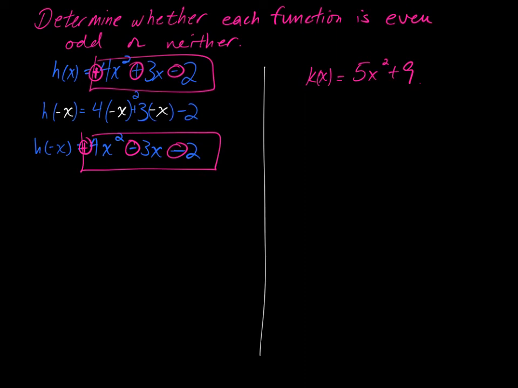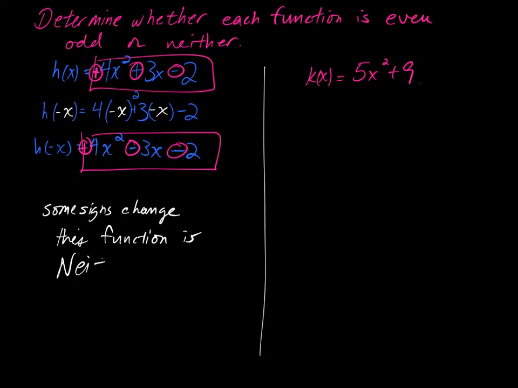So let's say if some signs change, this function is neither. Right, that's the answer. It's neither, but neither what? It's neither odd nor even. So we just call it neither. And that happens when some signs change and some signs don't.